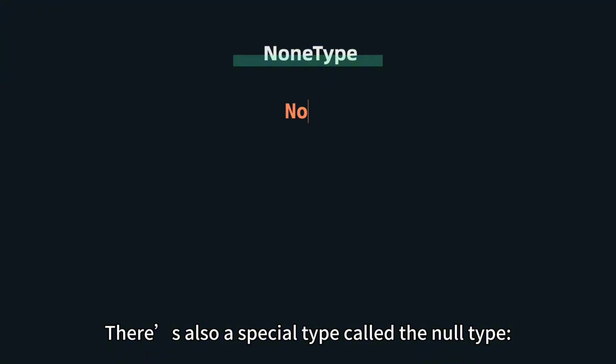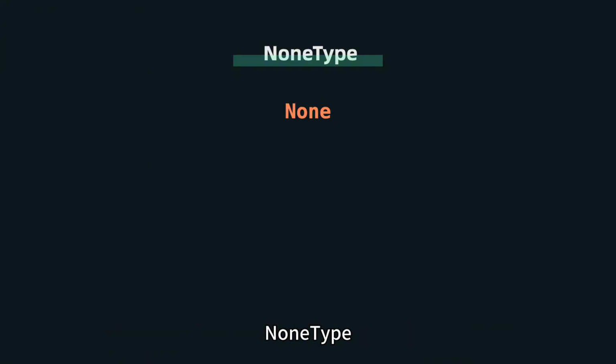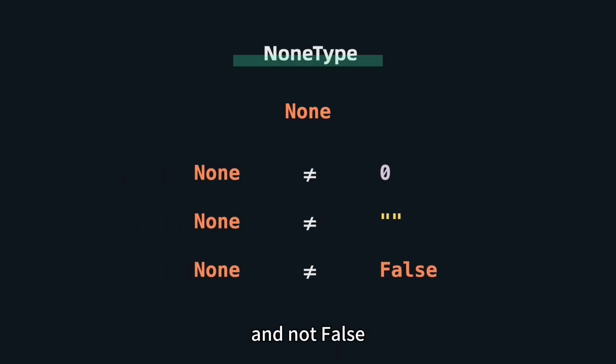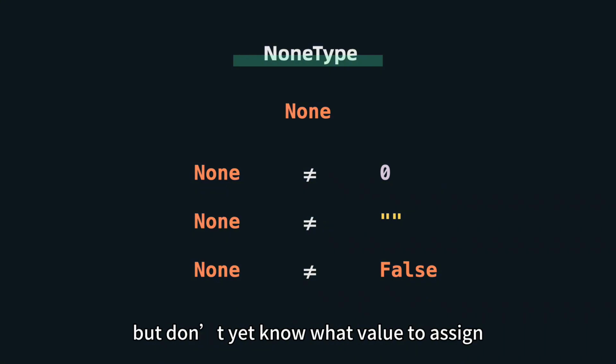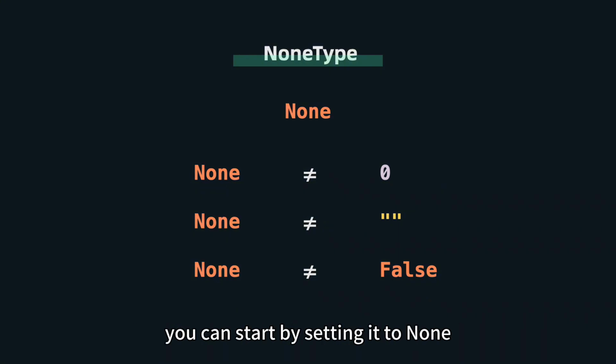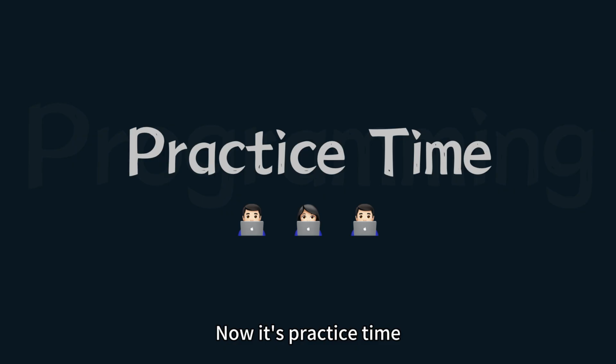There's also a special type called the null type, NoneType. It has only one possible value, None. None is not 0, not an empty string, and not False. It means no value at all. If you know you'll need a variable but don't yet know what value to assign, you can start by setting it to None. Now it is practice time.